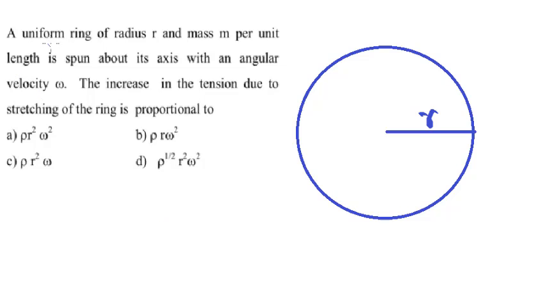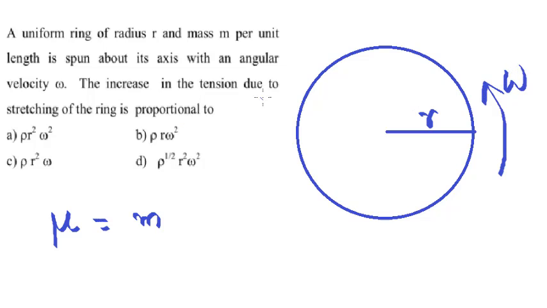So as per the question, there is a uniform ring of radius r and m mass per unit length. So the linear mass density is m, mass per unit length. Okay, so we can write linear mass density mu is nothing but m here. Understand, m is not a mass per unit length. Okay, and it is rotating with an angular velocity omega like this.